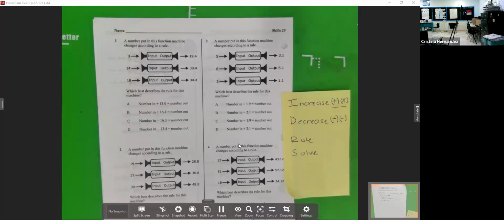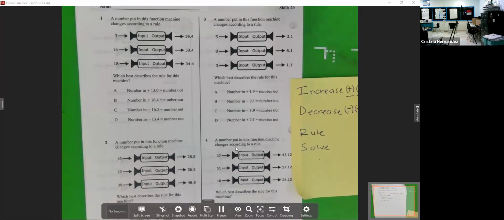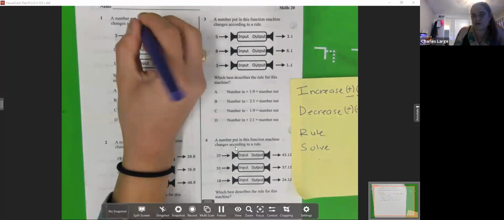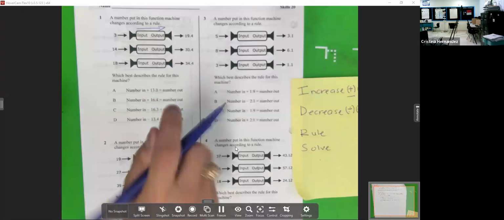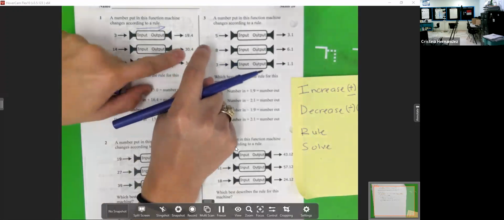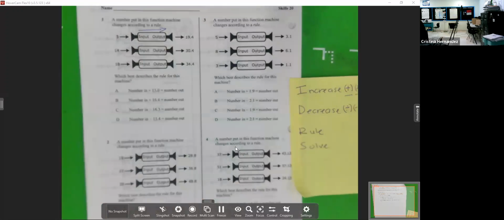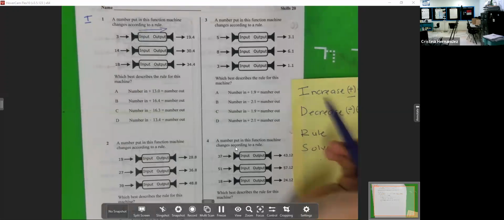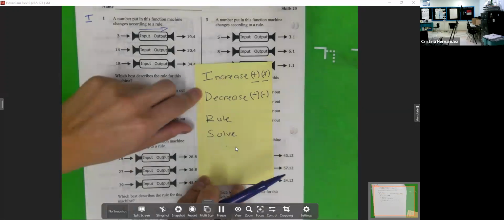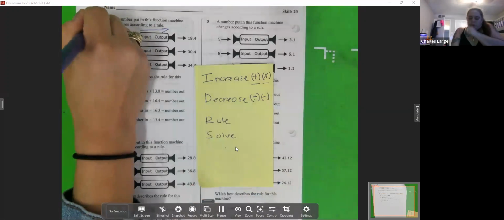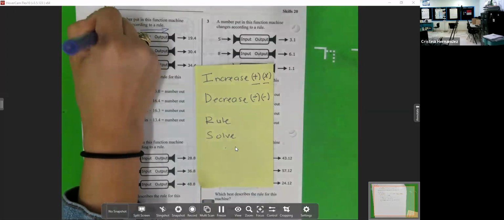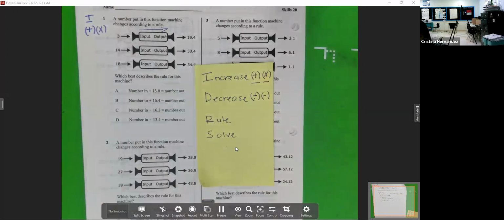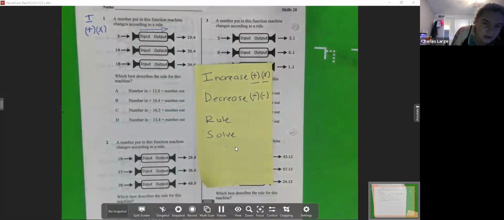So what they need to do first is determine if it's increasing or decreasing. How do you know? Look from left to right. When you go from 3 to 19, is it getting larger or smaller? It's getting bigger, so that means we're increasing. Normally I'll tell them to put an I up there. When we increase, we're either adding or multiplying, so I tell them to put those two symbols there so they know.